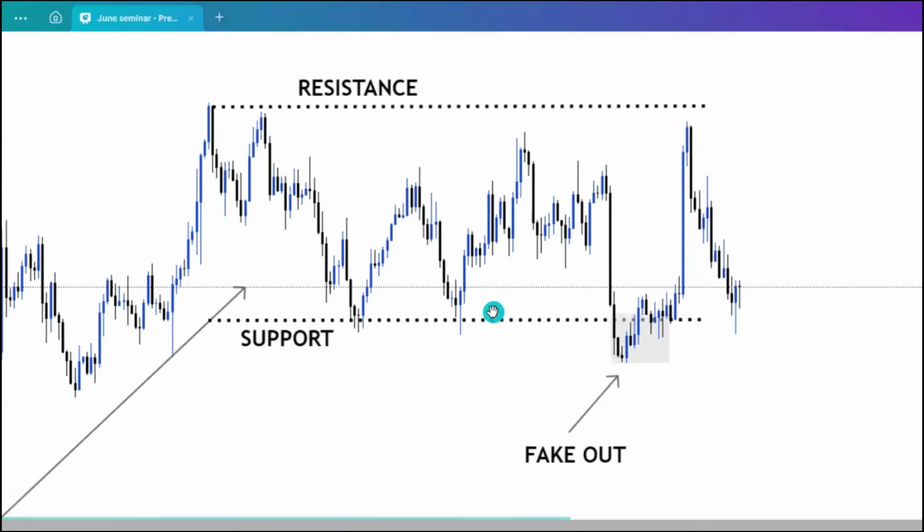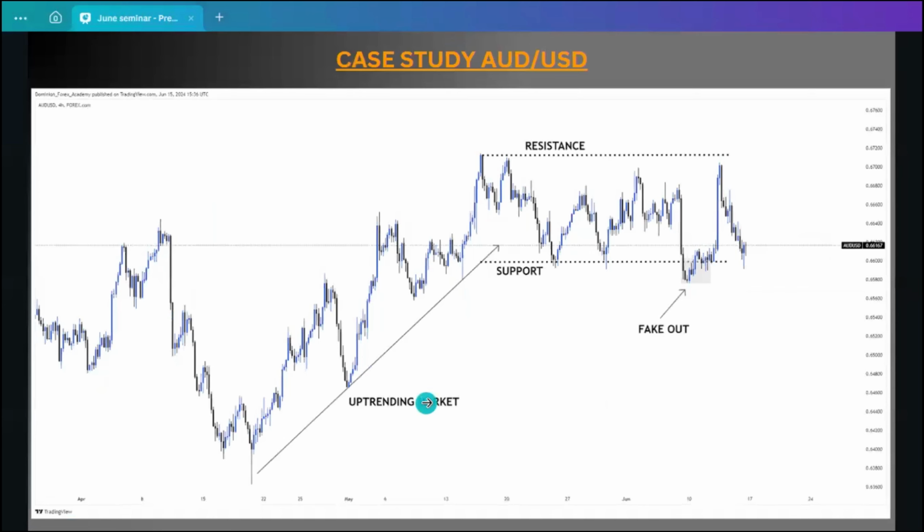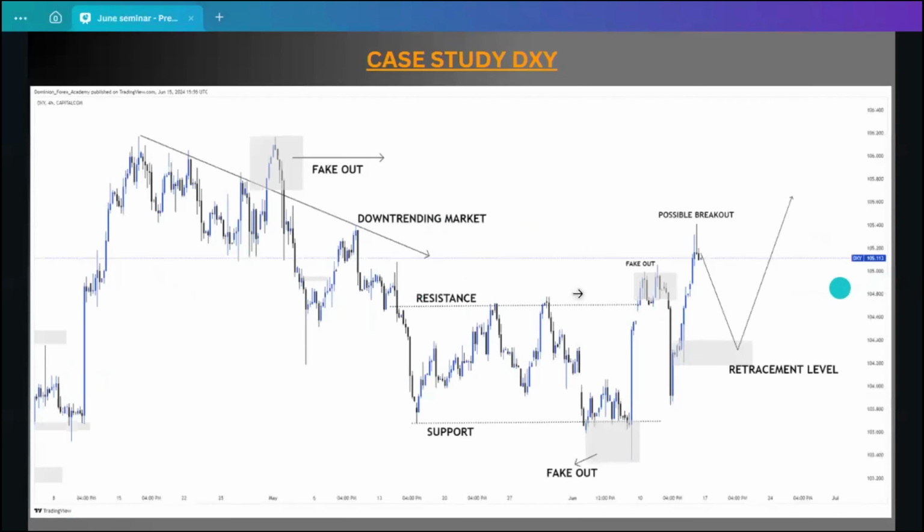So, another case study. I think we should have one more. Yeah, we have DXY as a case study. Now, DXY was trending, a fake out. Technically it's in a downtrending market, so price still faked out. So let's just do one.